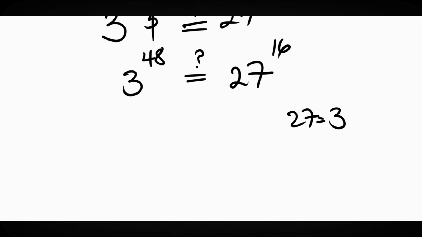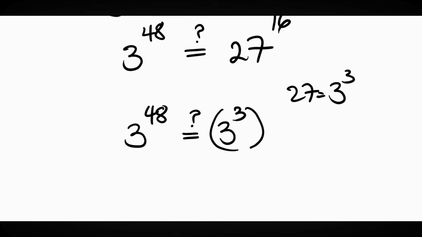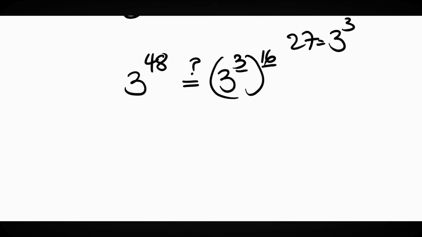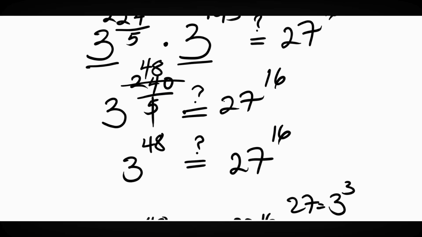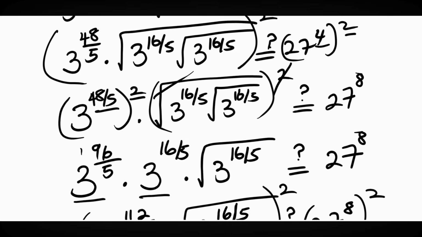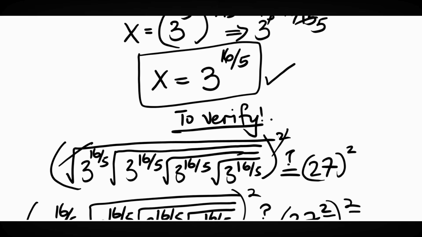27 is the same thing as 3 raised to power 3. So we have 3 raised to power 48, equals 3 raised to power 3 times 16. The powers multiply, so we have 3 raised to power 48 being equal to 3 raised to power 48. So our left hand side is equal to our right hand side. Therefore, the value of x that we got, 3 raised to power 16 over 5, is the correct answer to this question.